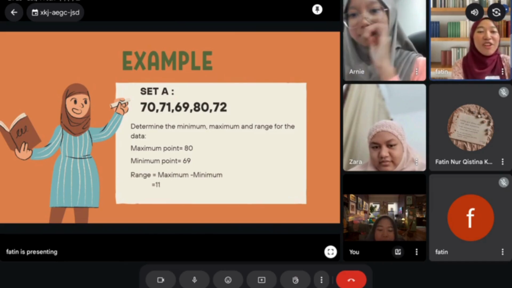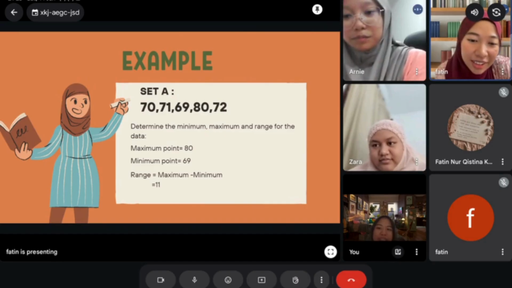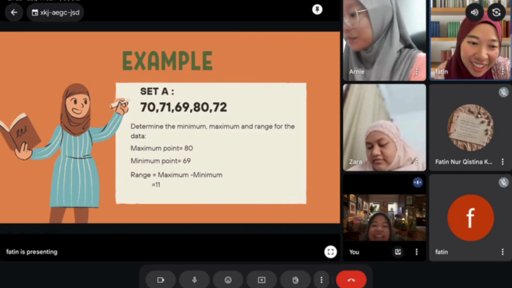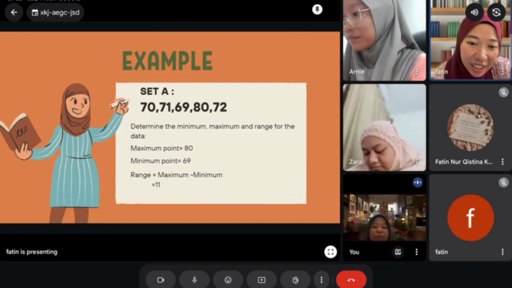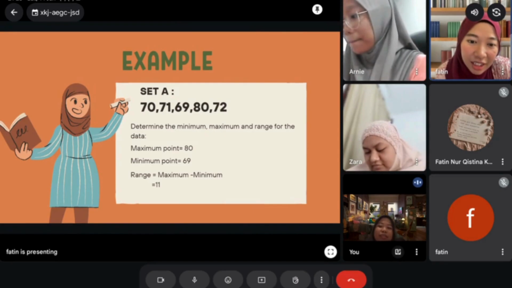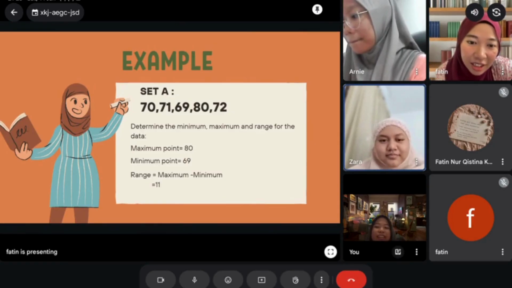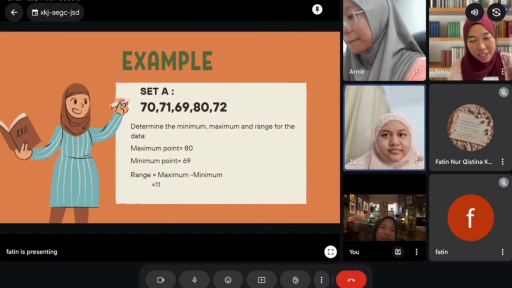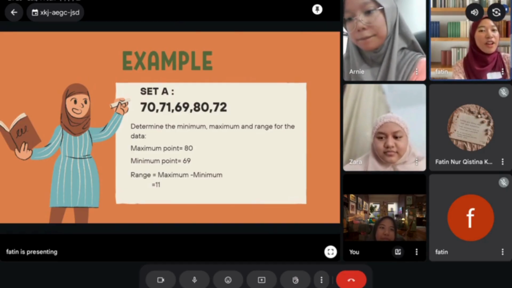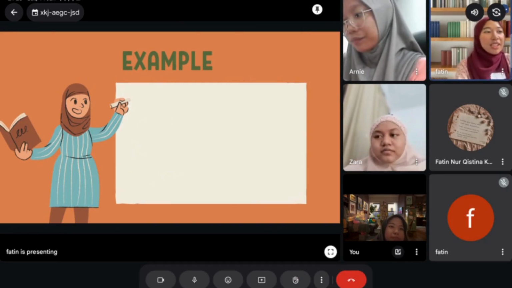Yes, 11. So how did you get 11, Fatin? So the maximum point minus the minimum point. So we get 11. Okay, good. Exactly. So let's move forward.